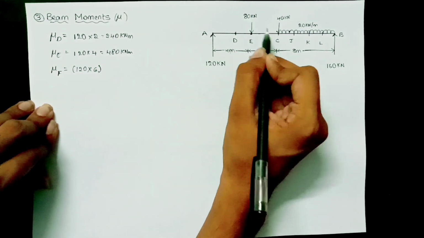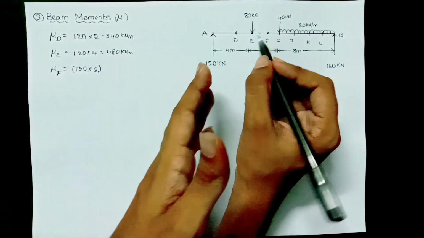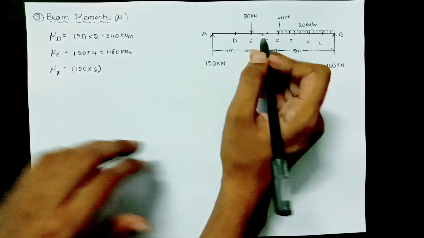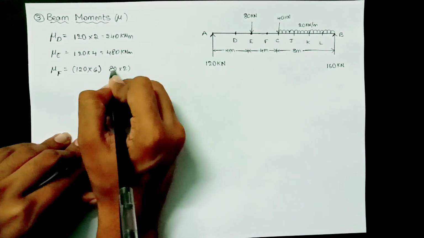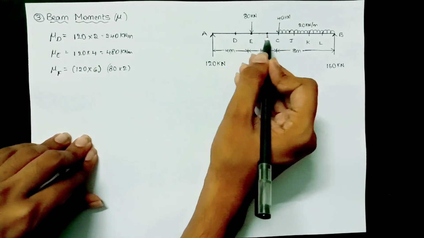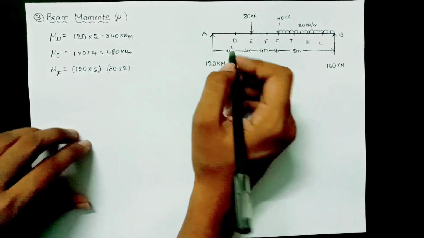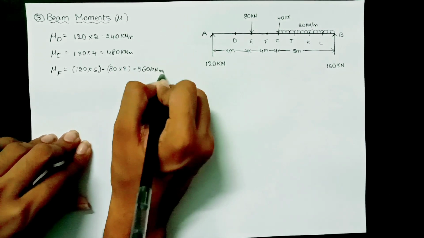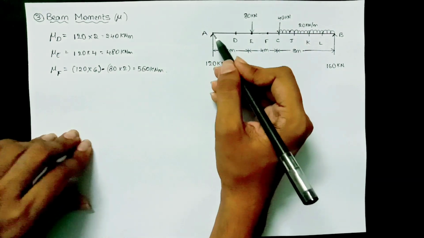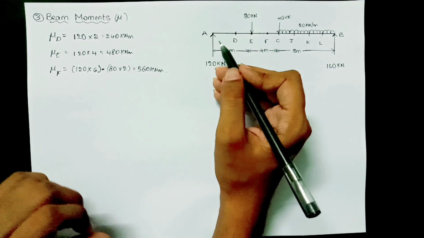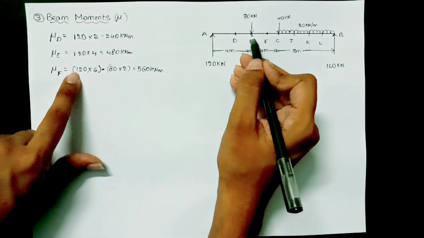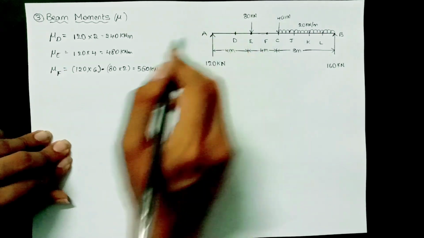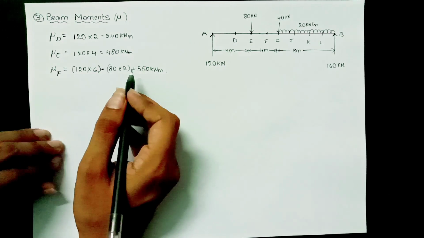Now if I take moment about this point, there is also one load acting on the left side. 80 into this distance, 80 into 2. This load is moving the beam in the downward direction, that means hogging moment. Hogging moment will be negative, therefore the value is 560 kilonewton meter. The reaction is moving the beam upward, a sagging moment, so positive. The load is moving the beam downward, a hogging moment, so negative. So the final moment is 560 kilonewton meter.